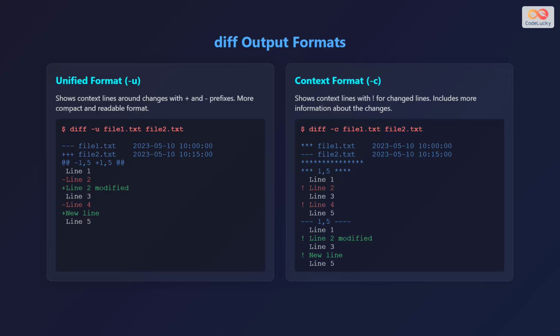Another format is the context format, specified with the -c option. This format also shows context lines but uses an exclamation mark for changed lines. It includes more detailed information about the changes, providing additional context for each modification.